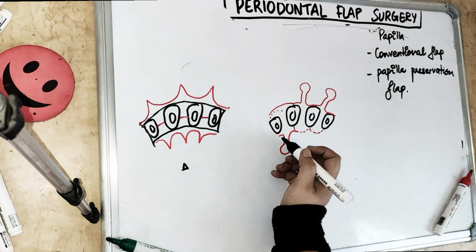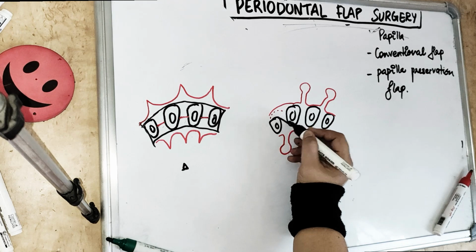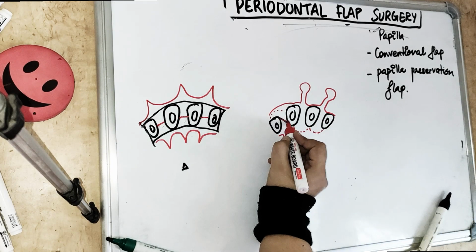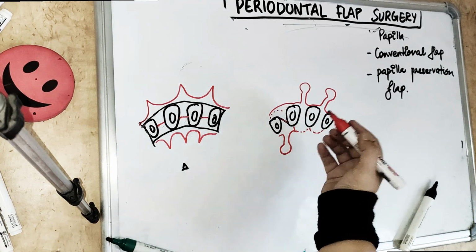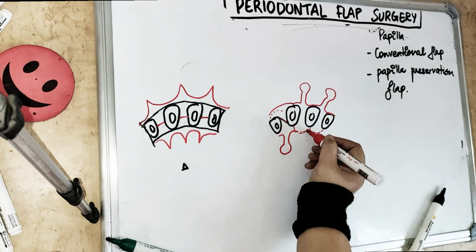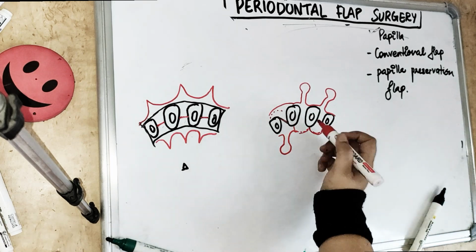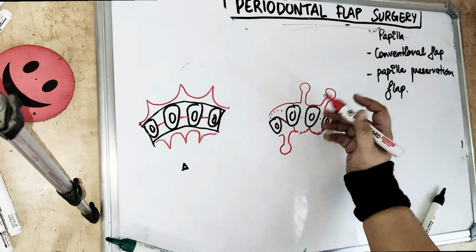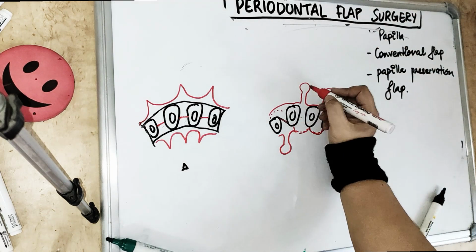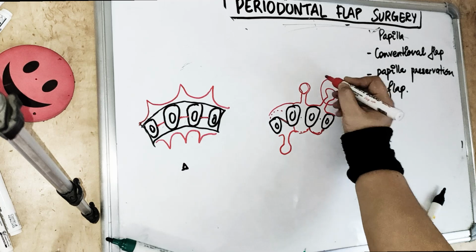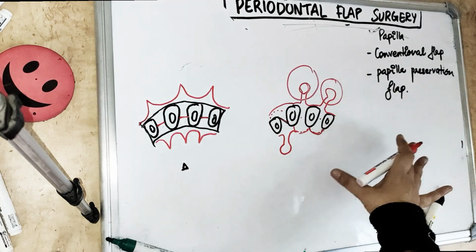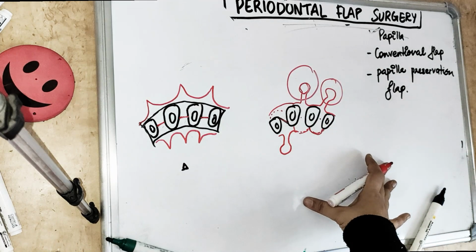So either you can go lingual to the line angles, so you can make an incision like that, lingual to the line angle. Also you can go lingual line angle to the lingual line angle, like this. Can you see, you are preserving these papillas. So you are reflecting all of the papilla. So like this, you have preserved the papillas in case of a papilla preservation flap.